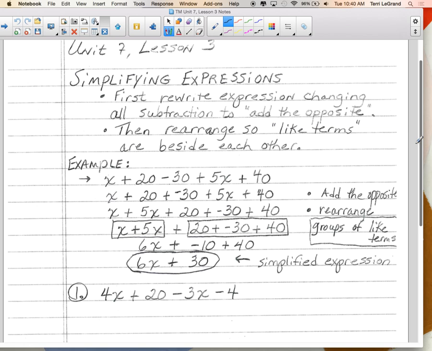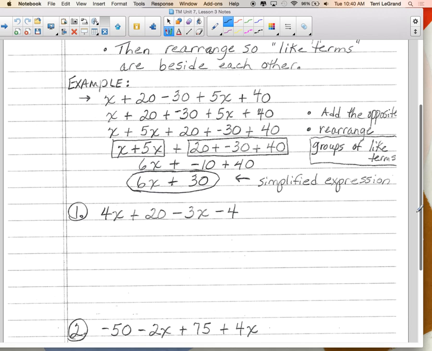Our second thing we're going to do is we're going to look, see if we need to rearrange so that the like terms are beside each other. We can group them that way. We can box around them and say these guys can be combined because they are like terms. Okay? So here's the example. Here's the algebraic expression. X plus 20 minus 30, I'm right here, plus 5x plus 40. And what's the first thing I did?